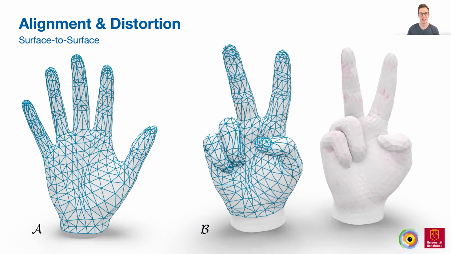Now, we could also ask whether strictly decreasing distortion will always lead us to the least distorted out of all possible maps. That is, will we reach the global minimum? And sadly, this is not always the case, because usually there are several local minima.